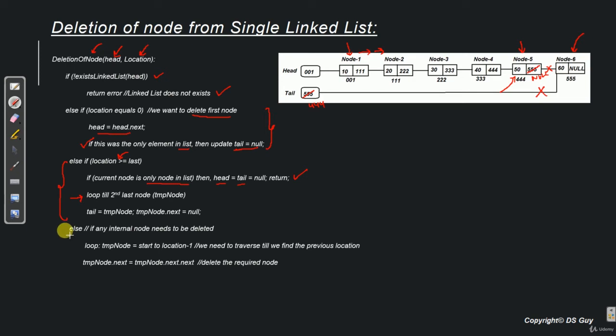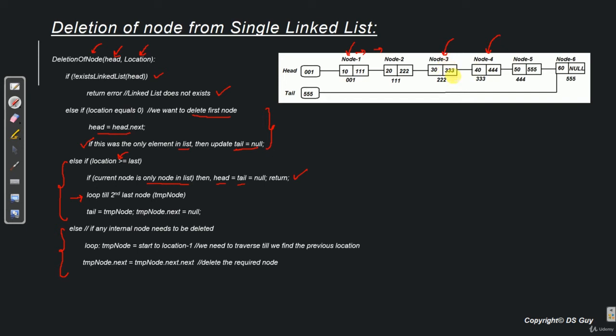Now the third case was that if we want to delete any of the internal nodes, in that case all that we have to do is run a loop from the start till the previous location. Let's say if we want to delete node 4, then we start with the first node, go towards the right, keep going towards the previous node to the node which we want to delete. So we want to delete node 4, so we'll go to the previous node, that is node 3, and stop there.